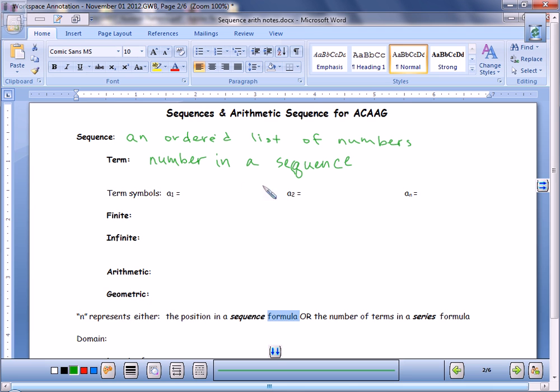A sub 1. The first term. Yeah, the first term in a sequence. What about A sub 2? Second. The second term. What about A sub n? Variable term. Any term. The nth term.